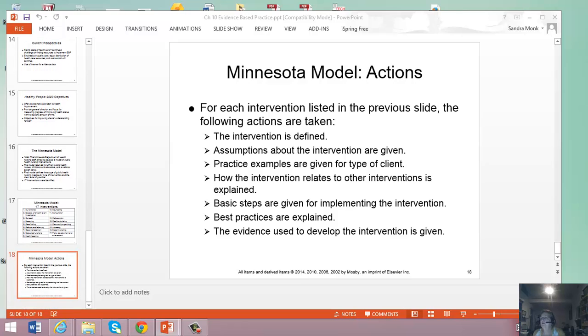And finally, the Minnesota model actions. For each intervention listed in the previous slide, the following actions are taken. The intervention is defined, the assumptions about the intervention are given, and then practice examples are given for the specific type of client. Now, how the intervention relates to the other interventions is also explained. Basic steps are given for implementing the intervention, best practices are explained, and then the evidence used to develop the intervention is given. So that is the Minnesota model, and you have some additional handouts on that in addition to what you might read in the book regarding the Minnesota model.